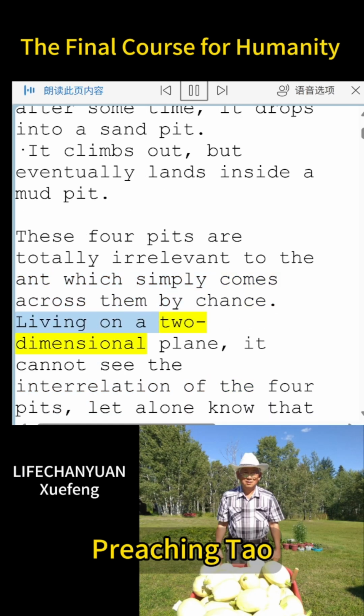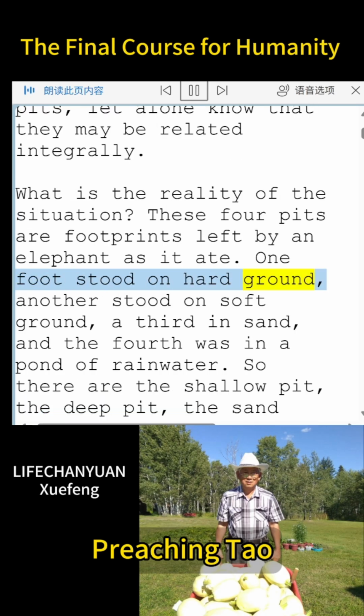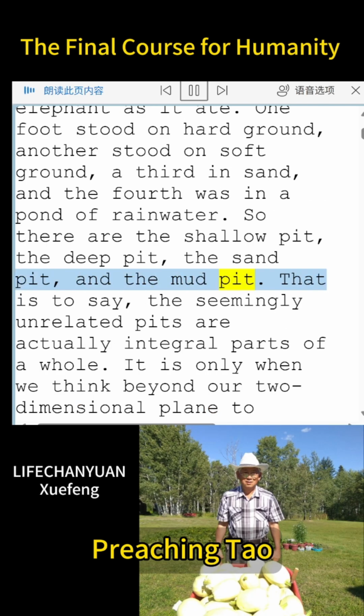Living on a two-dimensional plane, it cannot see the interrelation of the 4 pits, let alone know that they may be related integrally. What is the reality of the situation? These 4 pits are footprints left by an elephant as it ate. 1 foot stood on hard ground, another stood on soft ground, a third in sand, and the 4th was in a pond of rainwater. So there are the shallow pit, the deep pit, the sand pit, and the mud pit. That is to say, the seemingly unrelated pits are actually integral parts of a whole.